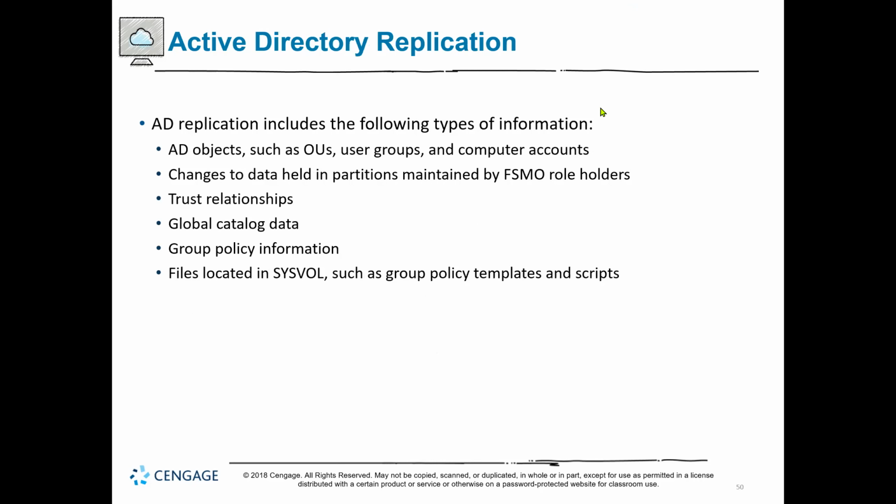Active Directory replication. AD replication includes the following types of information: AD objects like OUs, user groups, and computer accounts. Changes to data held in partitions maintained by FSMO role holders. Trust relationships, global catalog data, group policy information, files located in SYSVOL, such as group policy templates and scripts.